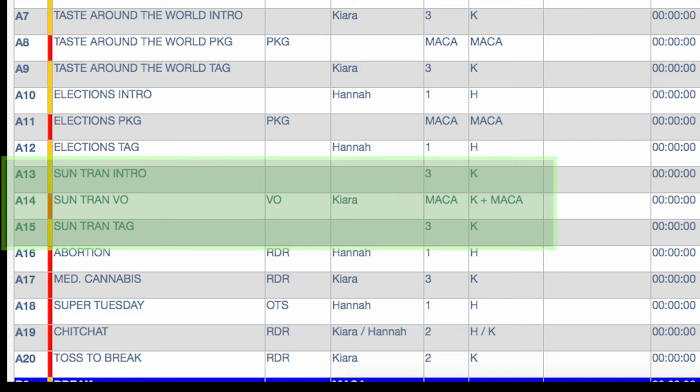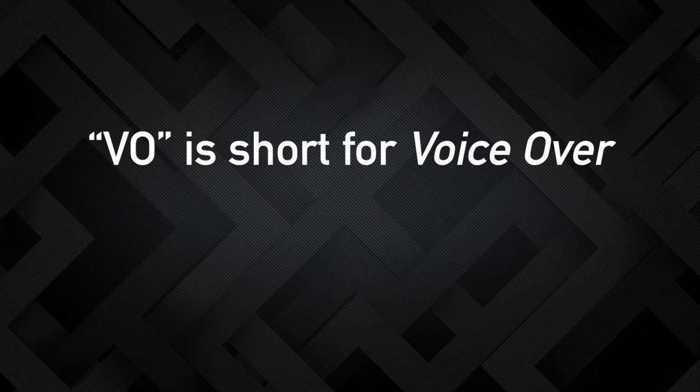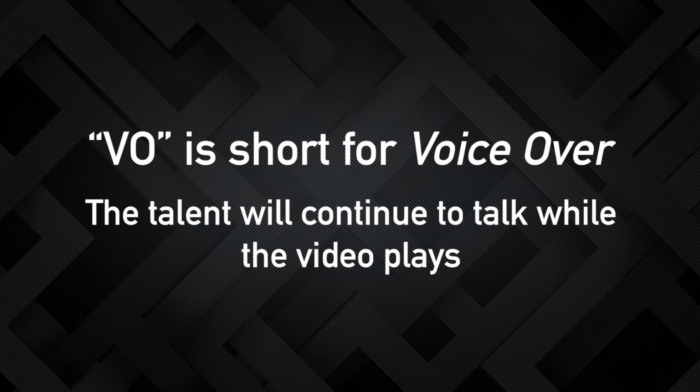The Suntrans story is marked VO. If a story is marked VO, it means it's a voice over. This means that the talent will continue to talk over the video while the video plays. The talent's mic needs to remain open for a VO. If there is nat sound or natural sound in the video, you can bring Mac A up too. Just make sure you can hear the talent's voice loud and clear over the natural sounds of the VO.